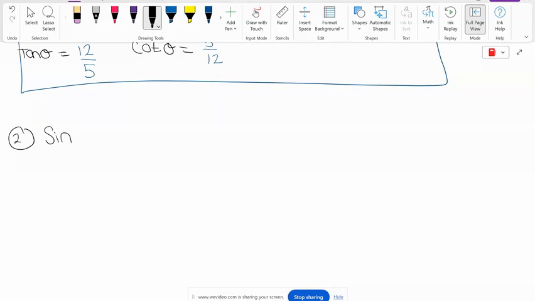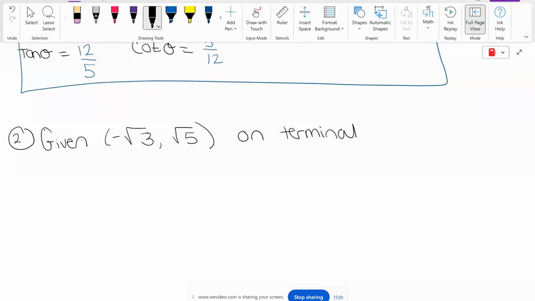So we're going to have sine of theta. Oops, sorry. Nope, that's not sine of theta. I'm going to say given (negative root 3, root 5) on terminal side, find 6 trig functions.